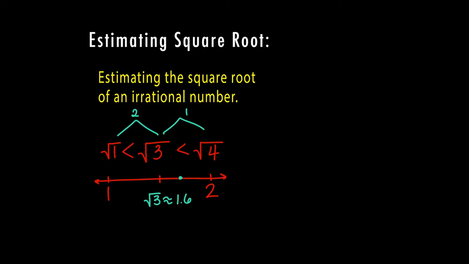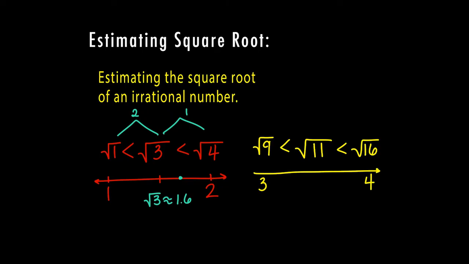So let's try another one. Let's say that we want to try the square root of 11. So I know that the perfect square before 11 is 9, and the perfect square after 11 is 16. The square root of 9 is 3, and the square root of 16 is 4. So I know the square root of 11 has to fall somewhere between 3 and 4.